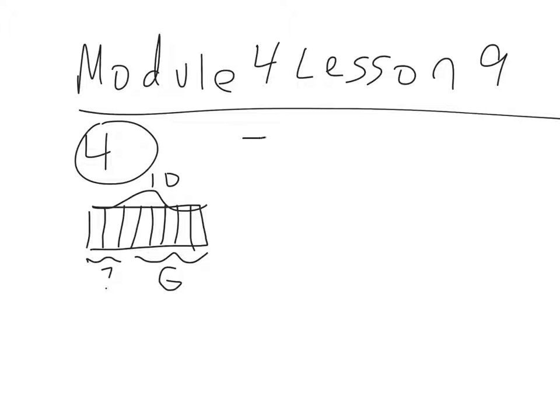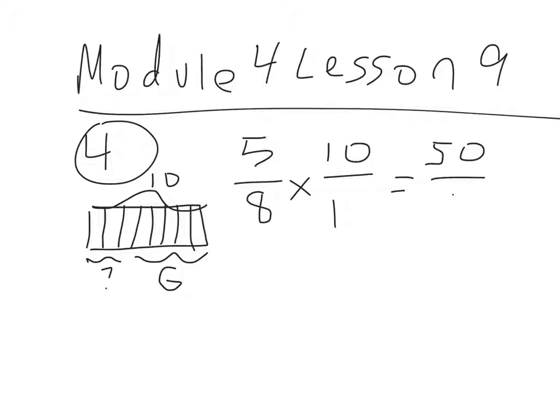So for the garden, my equation is going to be 5/8 of 10. So if I multiply those fractions, top times top, bottom times bottom, I get 50 over 8, which I must change to a mixed number, which would be 6 and 2/8. That is for the garden. So if 5/8 is for the garden, that means 3/8 is left.